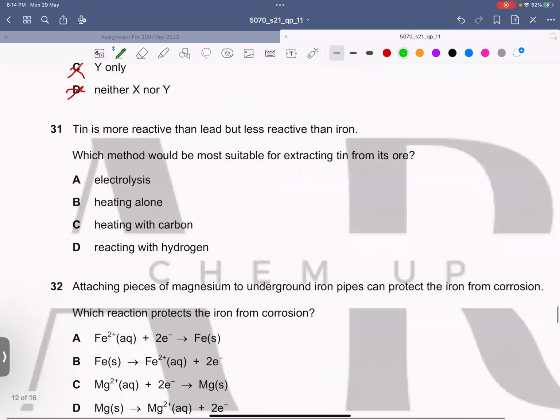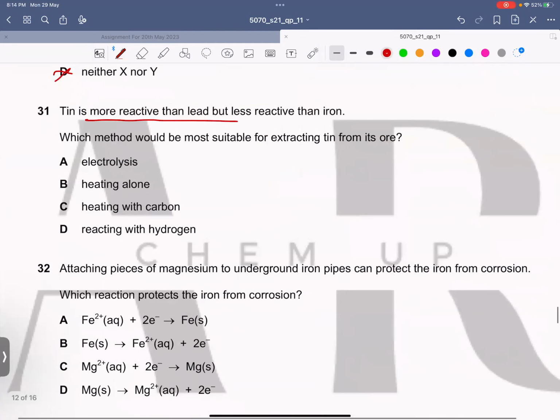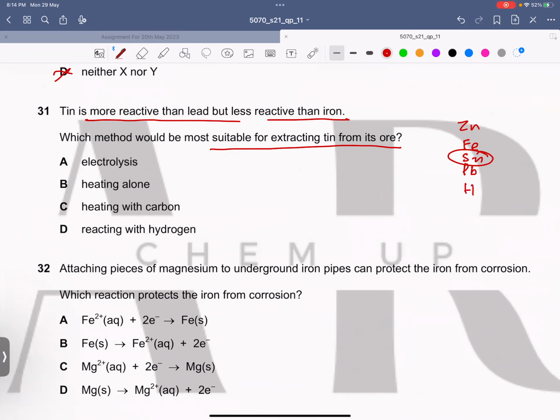Now question number 31. Tin is more reactive than lead but less reactive than iron. So if we try to put it in the reactivity series, there is zinc, then iron, then here we have lead, so the place of tin would be over here. Which method would be most suitable for extracting tin from its ore? If it's below iron but above hydrogen, it means heating with carbon.